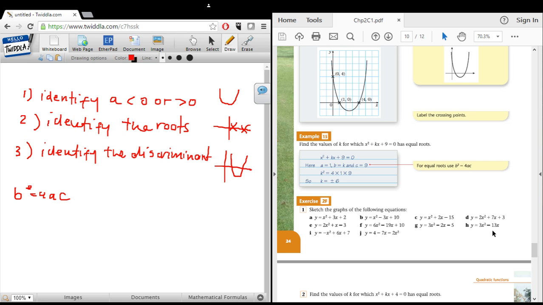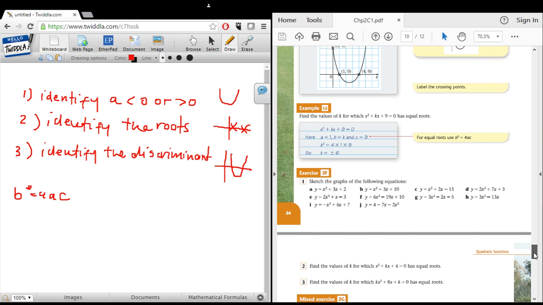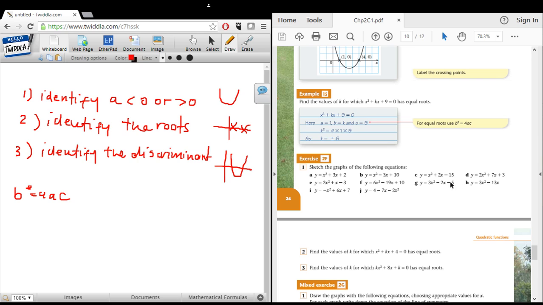And so you've now got exercises to do. Again, look, you've got here 3x squared minus 2x minus 5. First you figure out the a, then you identify the roots, and then after that you identify the discriminant, and then you can figure out what form it's going to take. So it's very, very simple.